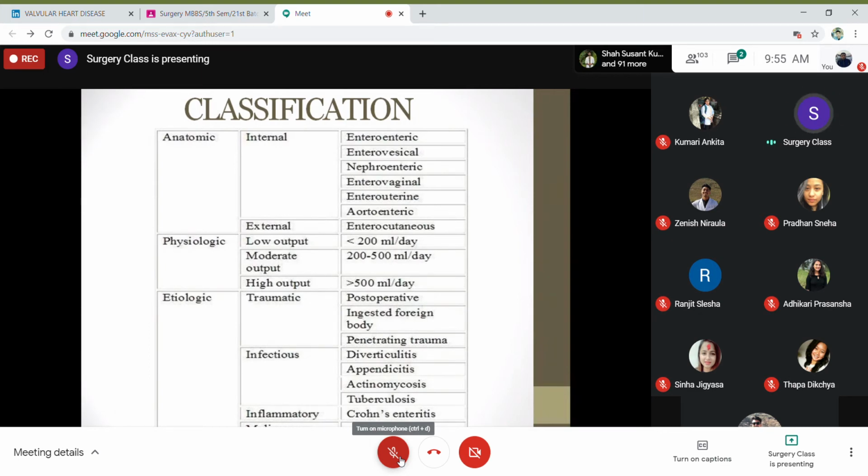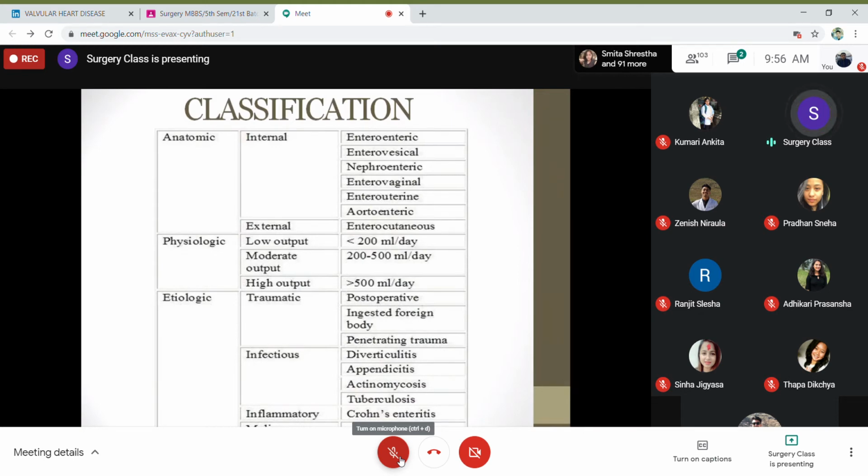Later, when you become more and more senior, you will be more concerned about the output of the fistula and the types of fistula. For management, you will mainly be concerned about whether it's a low output, moderate output, or high output fistula. Low output is less than 200 ml per day, moderate is 200 to 500, and high output is more than 500. You need to remember this physiological classification, according to the output, throughout your life.